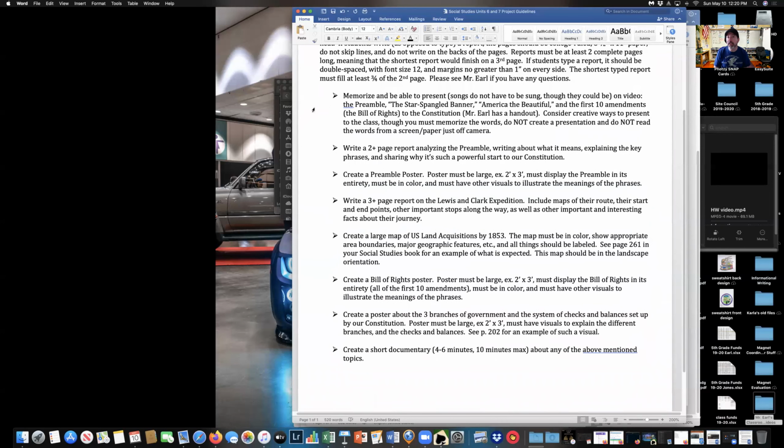One, memorize and be able to present the preamble, the Star-Spangled Banner, America the Beautiful, and the first 10 amendments. Now, the Star-Spangled Banner, there are multiple verses. We're looking at the main verse that gets sung at public events. America the Beautiful is there too. And then the first 10 amendments, if you're interested, I do have a handout I will be posting. Some of the amendments are quite lengthy. You're mainly just looking for a 1-sentence summary. So it's memorizing the 10 1-sentence summaries.